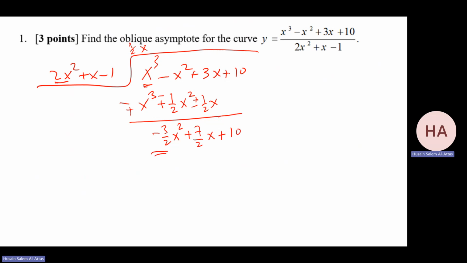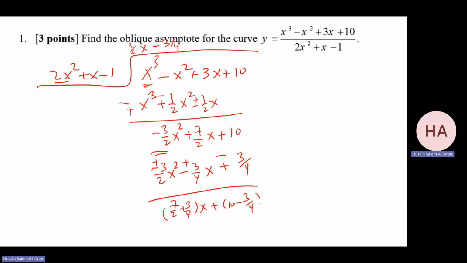Now we divide this by this, you get what? Minus 3 over 4. If you multiply it, you get minus 3 over 2x squared minus 3 over 4x plus 3 over 4. I don't care about this. This is cancelled, so I have 7 over 2 plus 3 over 4x. Who cares? Plus 10 minus 3 over 4. As I stop, the slant asymptote or the oblique asymptote, the same thing. Y equal half x minus 3 over 4.